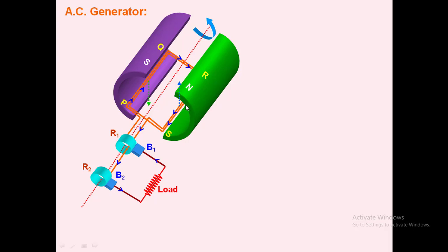In the same way, you can also apply Fleming's right hand rule along the arm RS, so that you will have the direction of induced current from R to S. So this is how the induced current is produced by rotating the armature in between the strong pole pieces of a magnet, so that you are going to get the alternating current. So this is how we convert the mechanical energy into electrical energy.